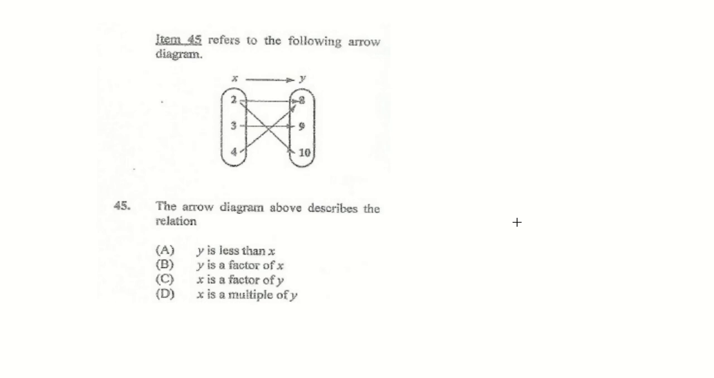The arrow diagram above describes the relation. Is y less than x? No. Is y a factor of x? Yes. Is x a factor of y? No. Is x a multiple of y?